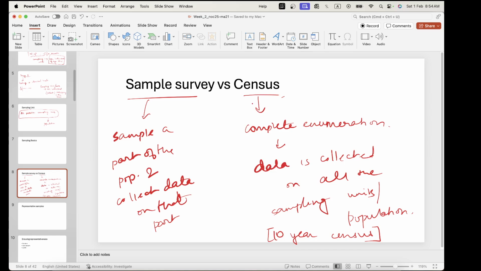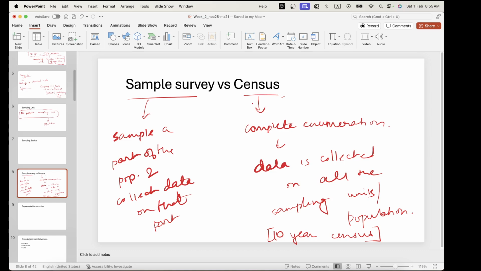Okay, there's cost, there's time, there's resource, there's manpower, and it's not easy, especially in a country like ours where there are billions of individuals residing. Going to every single individual and documenting their details is a humongous task, and it's not always cost friendly.